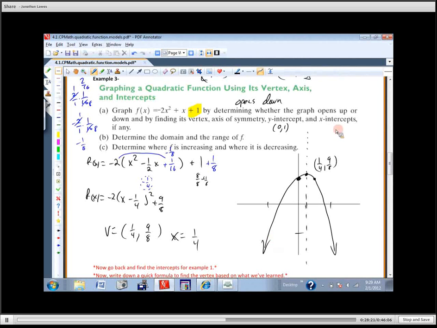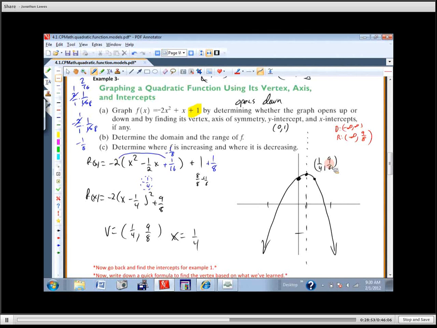The domain and range, those are pretty easy, aren't they? What's the domain on any quadratic function? All reals, negative infinity to infinity. On this one, what's our range? What are our y values that we get out? Start way down here, negative infinity, all the way up to 9/8. All the way up to 9/8. Remember, we're talking about y values. That's why we use the y coordinate of the vertex.